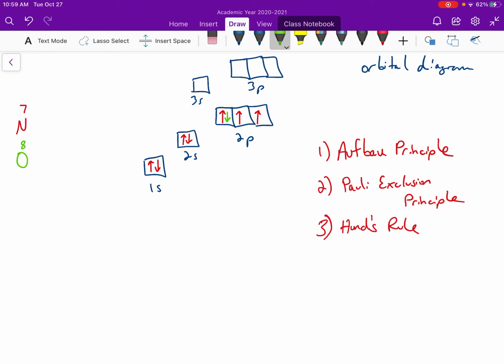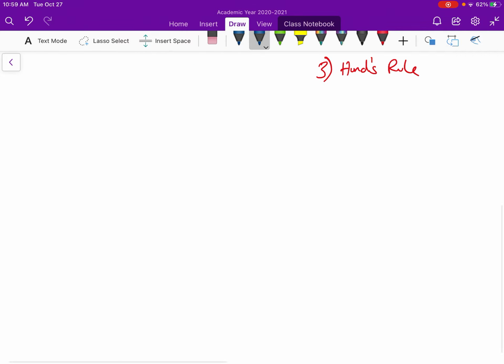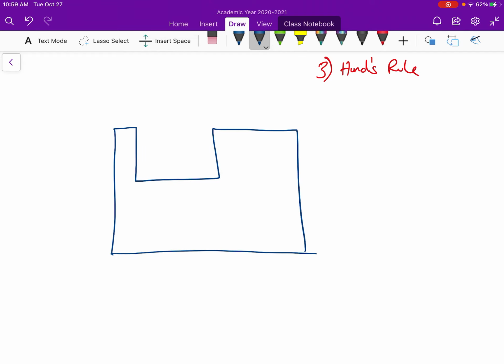But before we talk about that, we're going to look at this in reference to the periodic table. So if I draw the periodic table, it sort of looks like this. And there's an extra section in the bottom, right? So that's the organization of the periodic table, roughly.